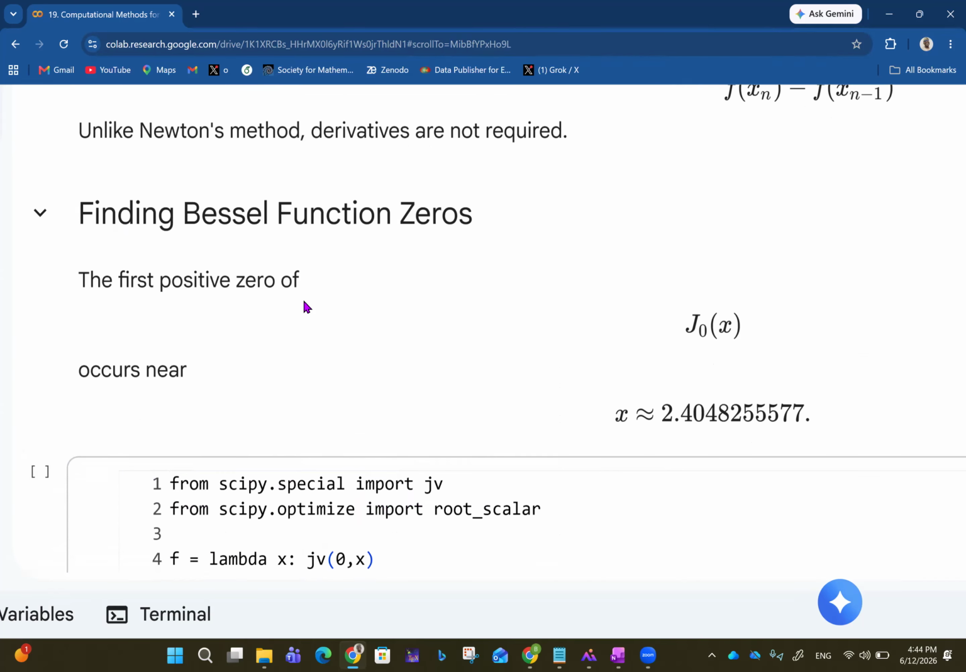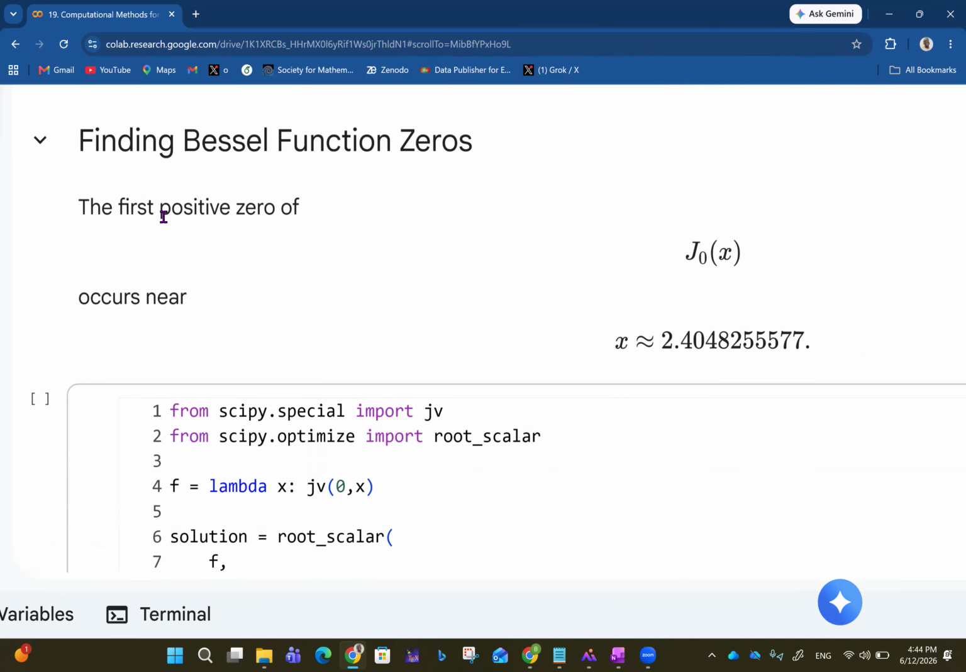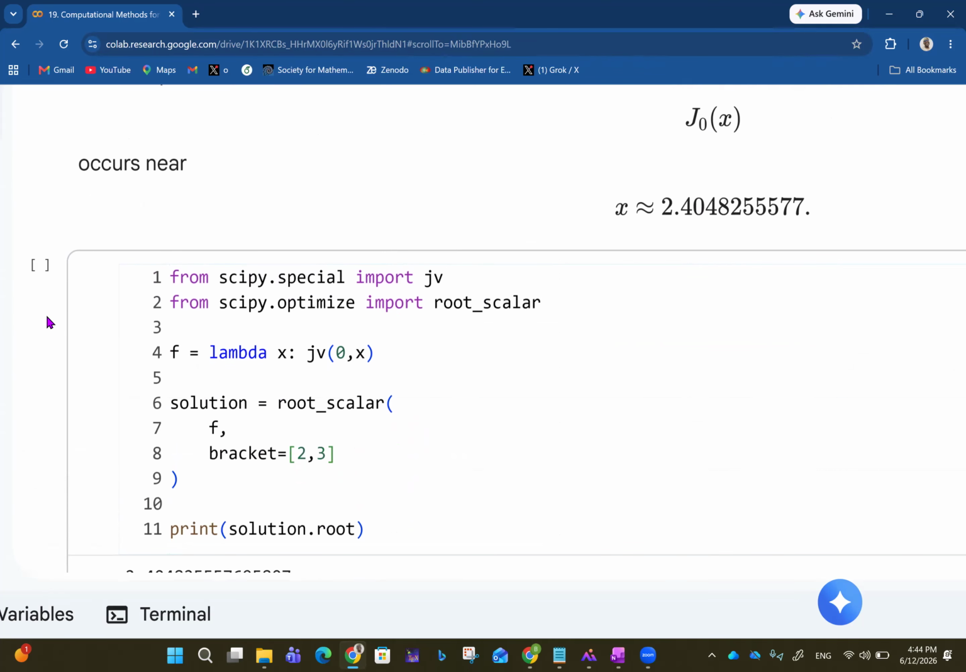Then finding Bessel function zeros. The first positive zero of j naught of x occurs near x is approximately 2.40482555. If you run the code, we have from SciPy special import jv, that's the Bessel function of the first kind. Then from SciPy optimize import root_scalar.